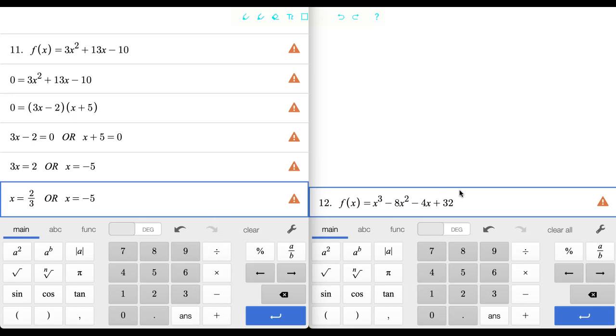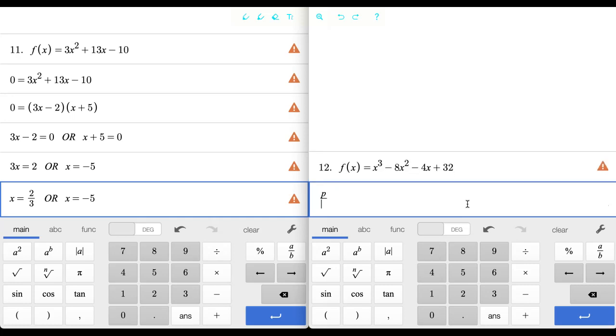Let's go to number 12 now. Okay, so this one's not as simple. We have a cubic, so we're going to have to apply some synthetic division. So if you remember how your synthetic division works, you have to test roots, okay? It's very tedious. Sometimes you get lucky and you find it quickly. Sometimes you don't get lucky and you find it slowly.